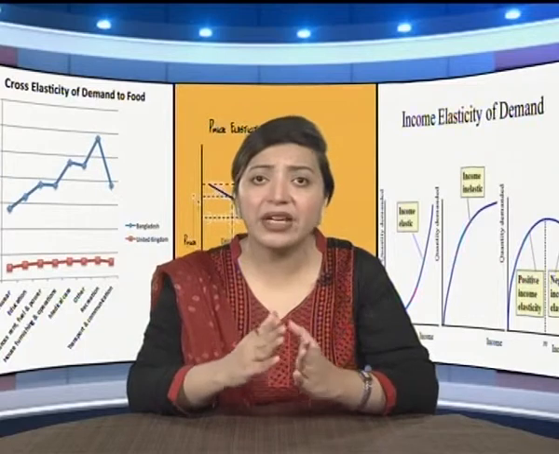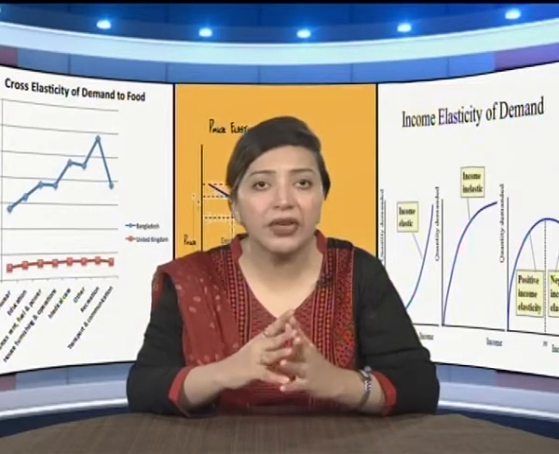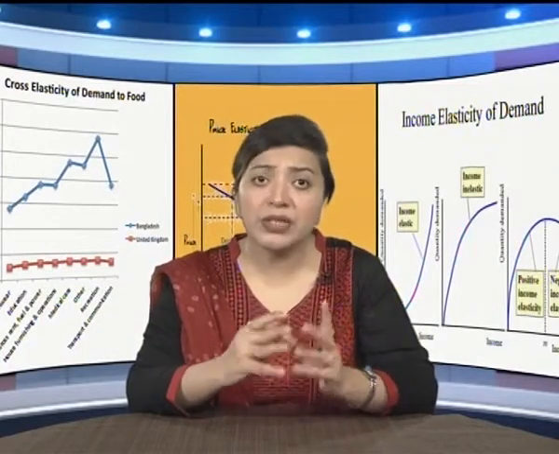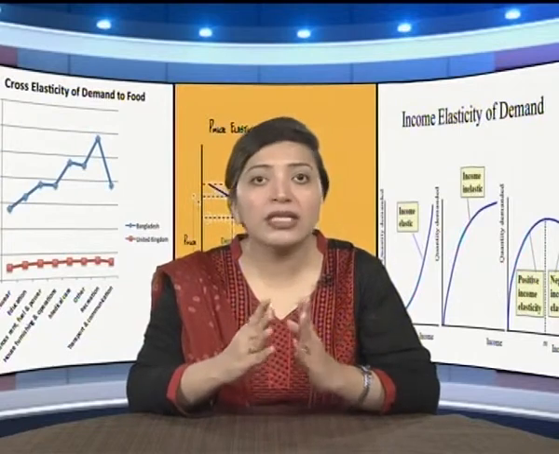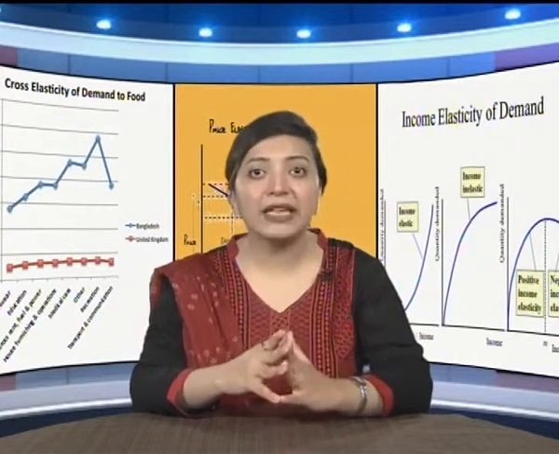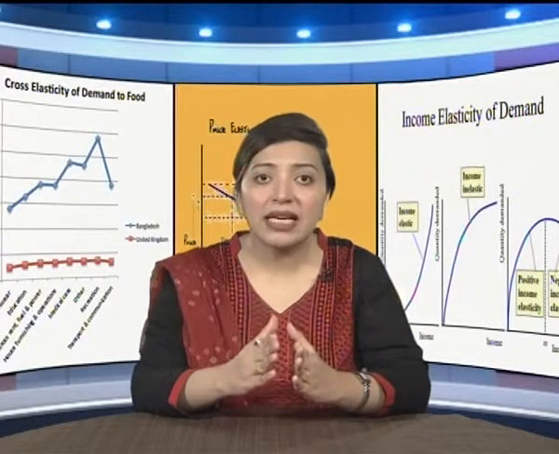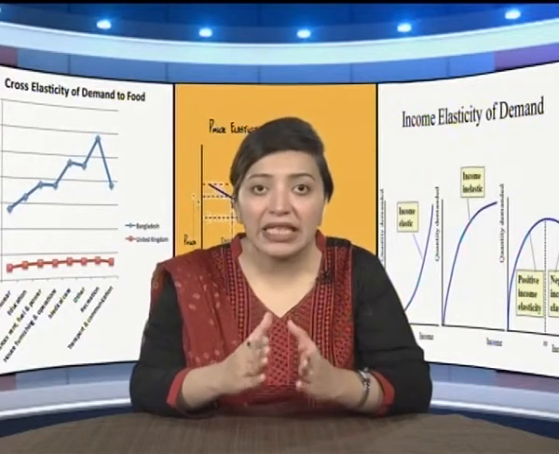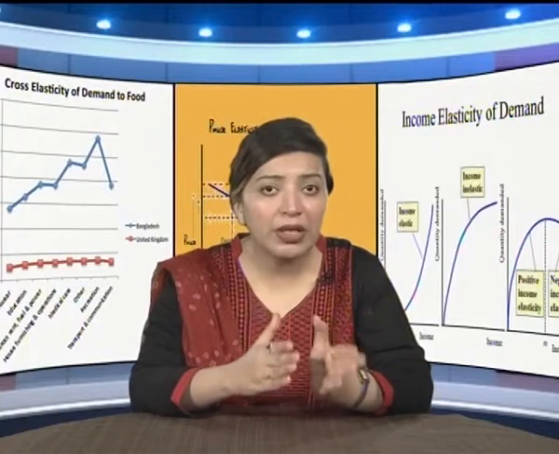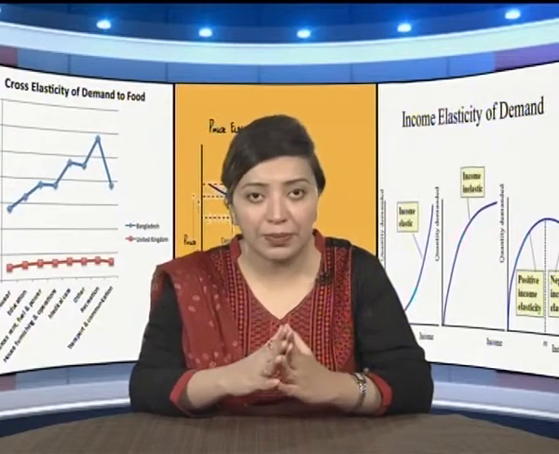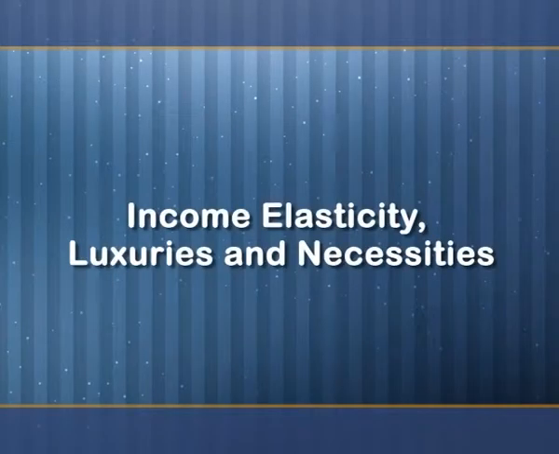Goods having negative income elasticity are known as inferior goods. Goods with positive income elasticity are called normal goods. We thus see that the zero income elasticity is a significant value, for it helps us to distinguish normal goods from inferior goods. Next, income elasticity, luxuries and necessities.